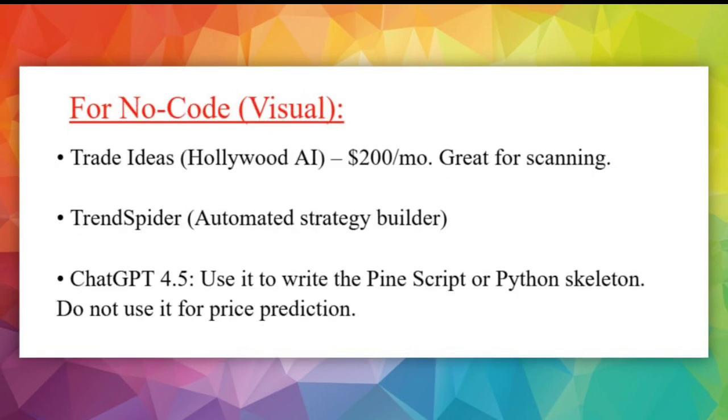For no code, Trade Ideas, Holly AI, $200 per month, great for scanning. TrendSpider, automated strategy builder. ChatGPT 4.5, use it to write the Pine Script or Python skeleton. Do not use it for price prediction.